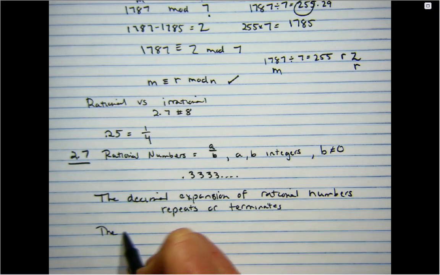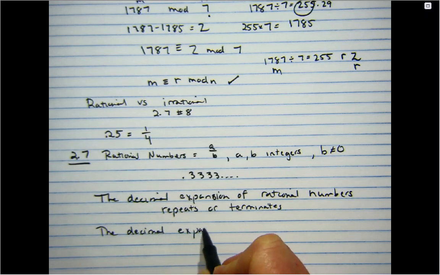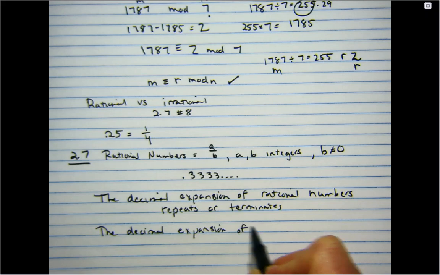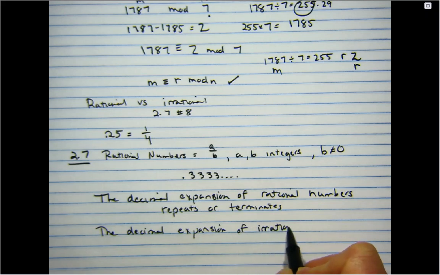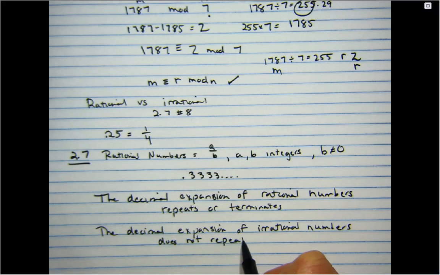The decimal expansion of irrational numbers does not repeat or terminate. Okay. And we even looked to see why that is.